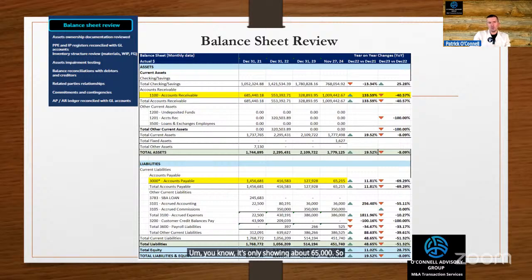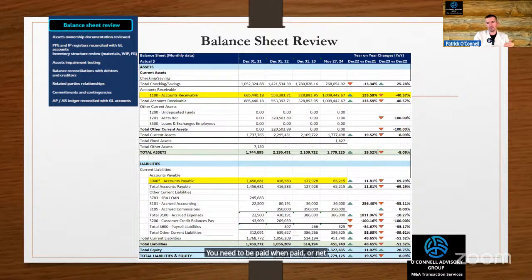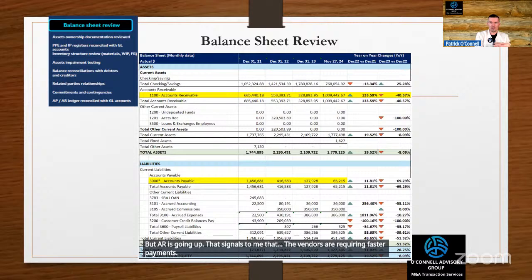So what's changed with the vendors of the business? Has the owner negotiated more favorable terms, or have the vendors pushed back and actually demanded less favorable ones? So maybe you need to be paid when paid, or net 15 or net 30. When I see accounts payable significantly lower, but AR is going up, that signals to me that the vendors are requiring faster payments than what is coming in the door. So cash is coming out the door faster than coming in.